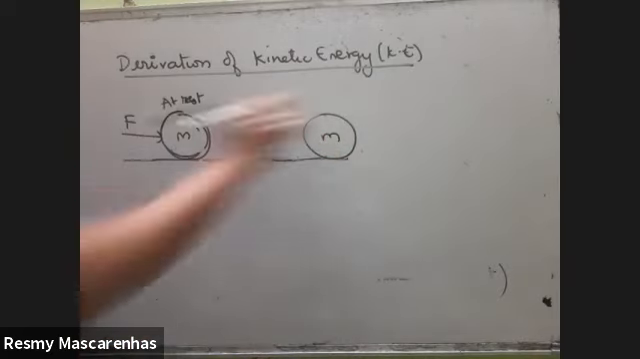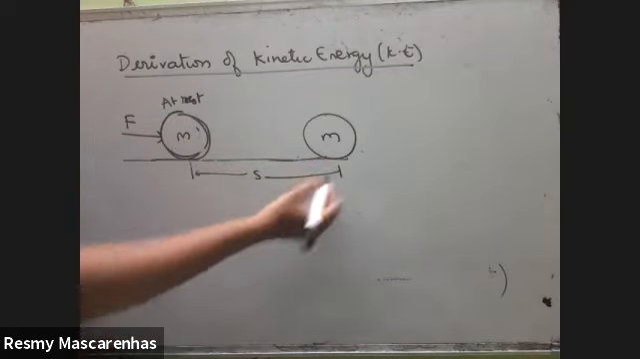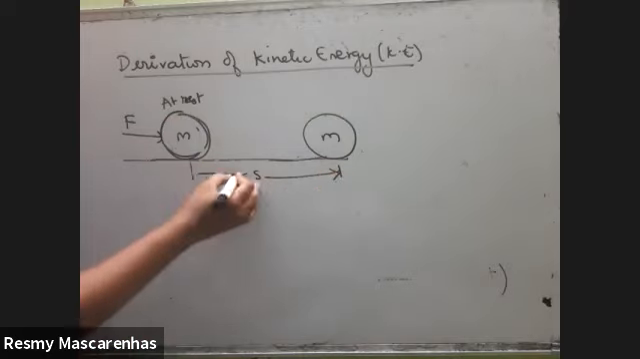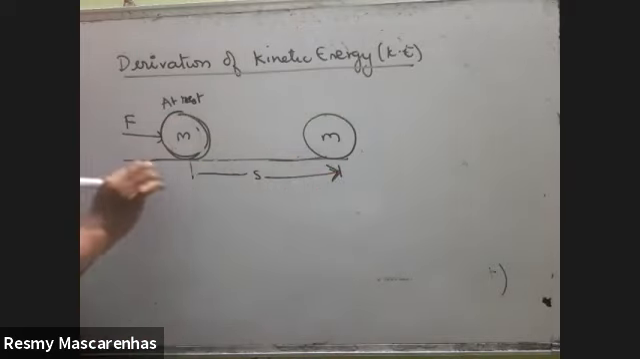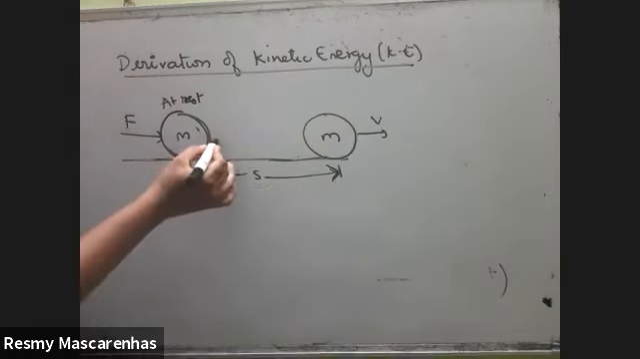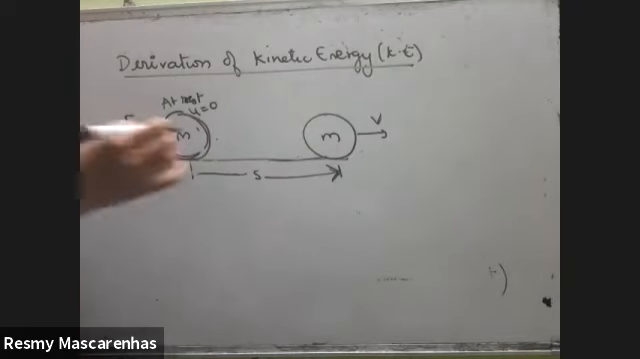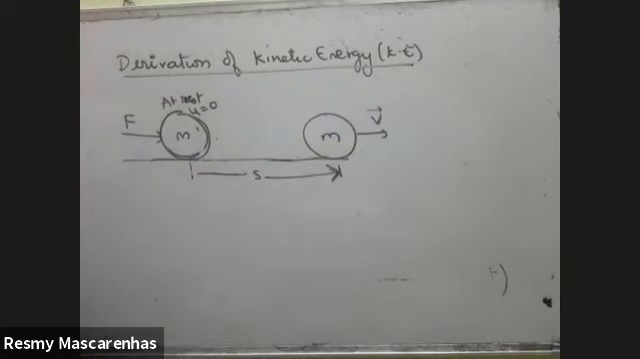Now it is in motion. Because of the force, it went from here to here, suppose. That distance I'll consider to be s. In which direction? Obviously it is going in this direction, because force is applied, so it is going this side. It is picking up some velocity, obviously. Here the initial velocity will be 0. Here it has picked up some velocity v in this particular direction. This is at rest.